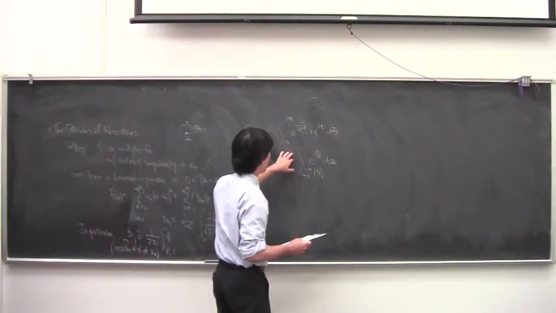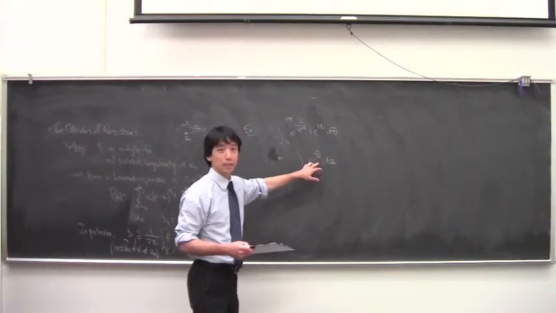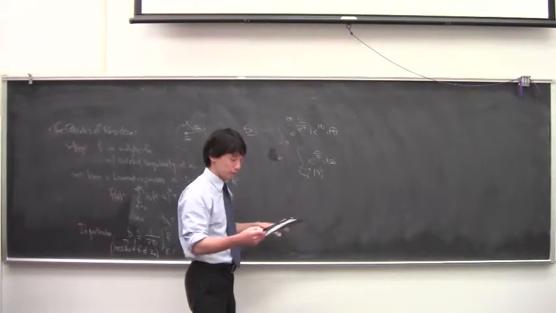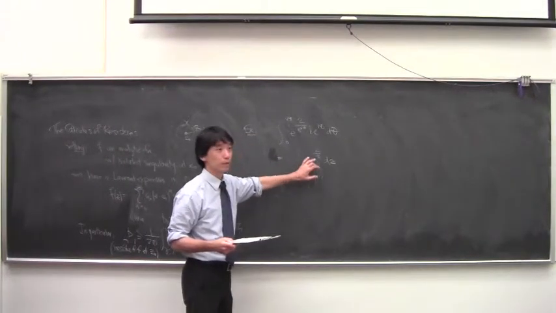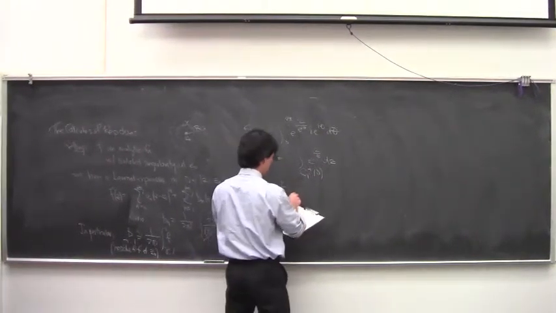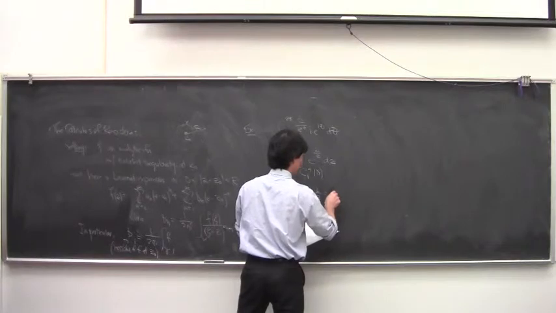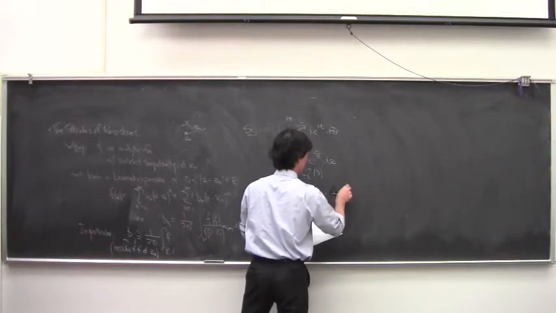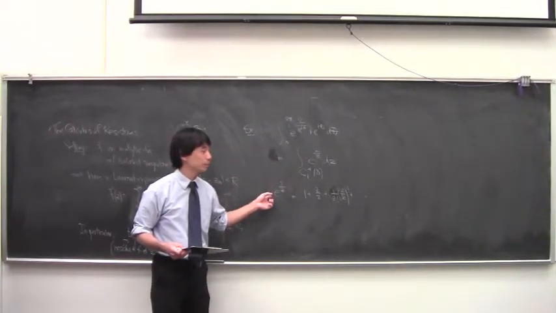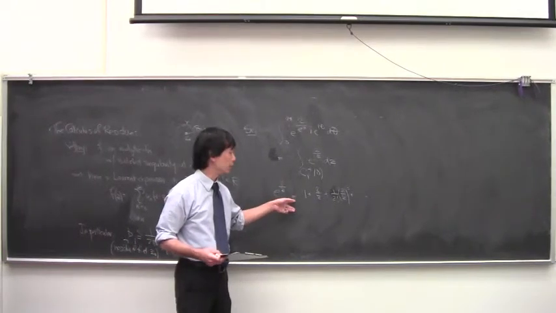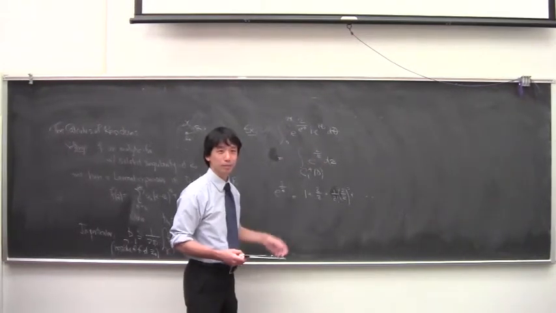Okay. In that case, to get this, I need to find the Laurent expansion of e to the 2 over z around 0. But you know what that is. That's just going to be 1 plus 2 over z plus 1 over 2 factorial times 2 over z squared plus etc. You just use the expansion of e to the z, plug in 2 over z, and then you can read off the residue. The residue is 2.